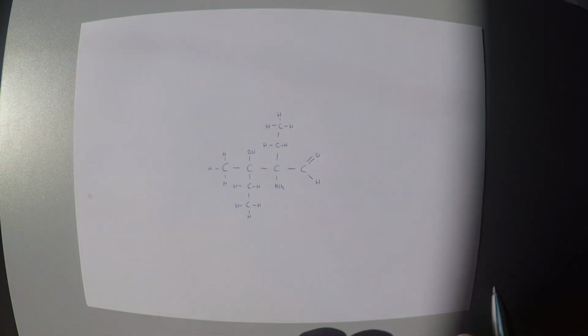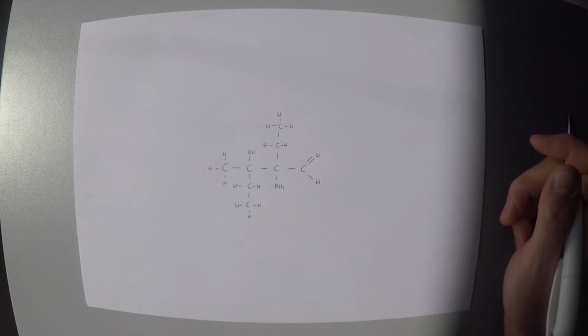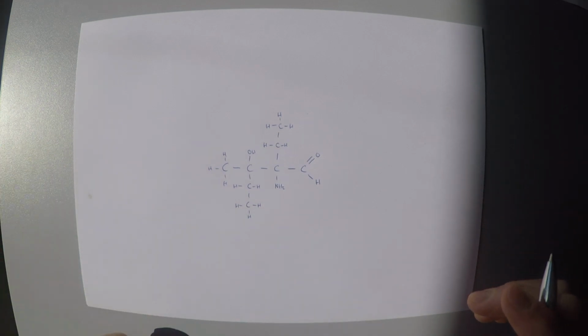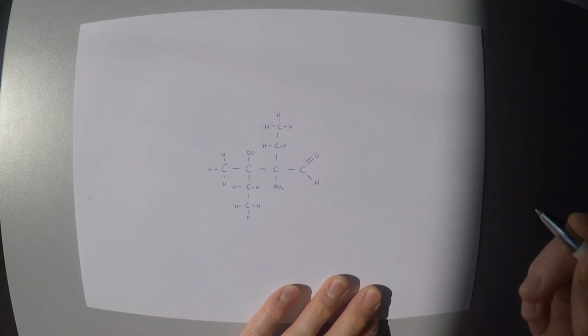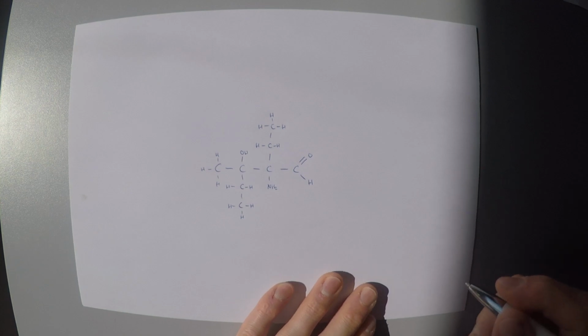Okay, so in this video I'm going to explain briefly how to name organic compounds. First thing you need to do is identify the longest chain in your molecule. However, before you do that, you want to check to make sure you don't have one of the following groups at one of the terminals.